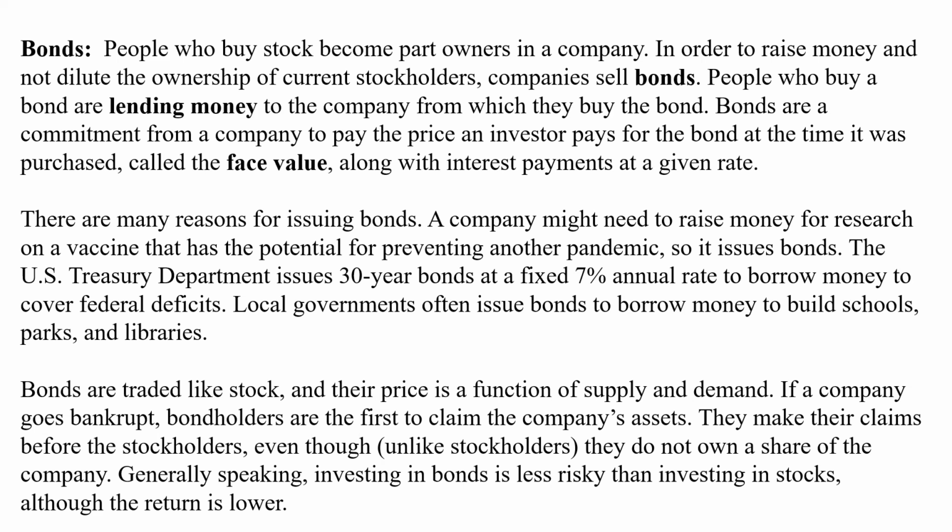So now, there are many reasons for issuing bonds. A company might need to raise money for research on a vaccine that has potential for preventing another pandemic like the one we just saw, so it issues bonds. The U.S. Treasury Department issues 30-year bonds at a fixed 7% annual rate to borrow money to cover federal deficits. So the U.S. does it as a whole. Now, local governments also issue bonds to borrow money to build schools and parks and libraries as well. So, there's local bonds as well.